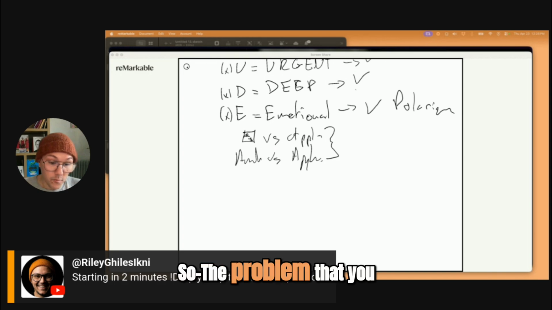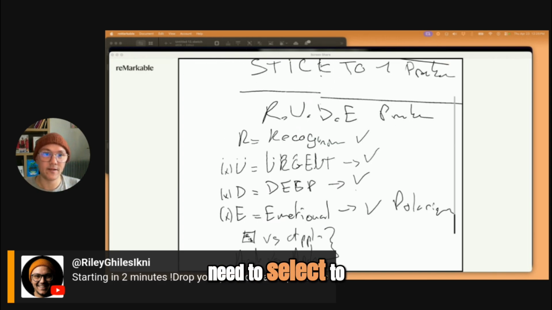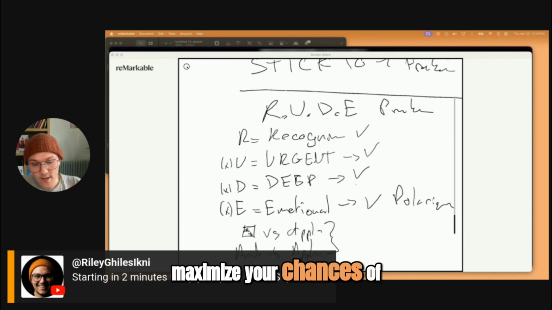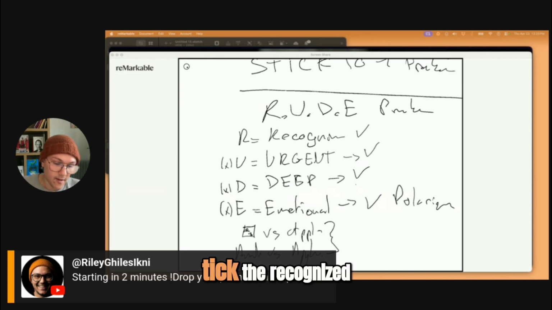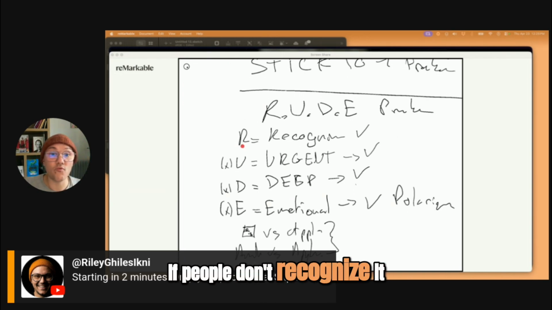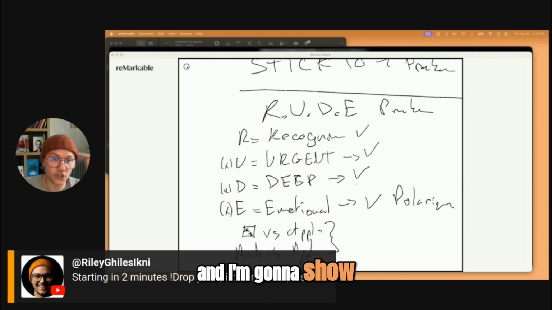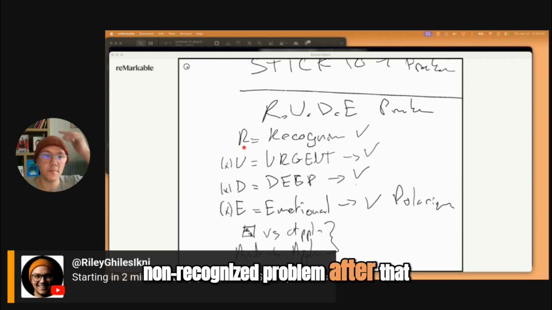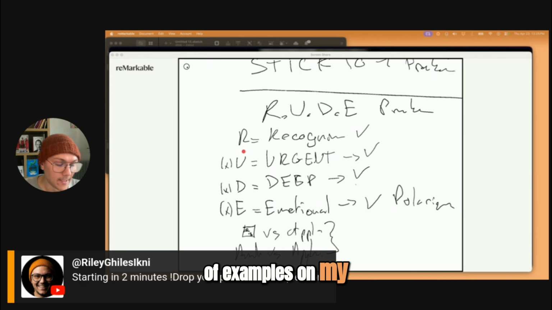So the problem that you need to select to maximize your chances of getting a business should tick the recognize. This is the mandatory one. It has to be recognized. If people don't recognize it, it doesn't work. And I'm going to show you an example of non-recognized problem after that. I have a couple of examples on my X.